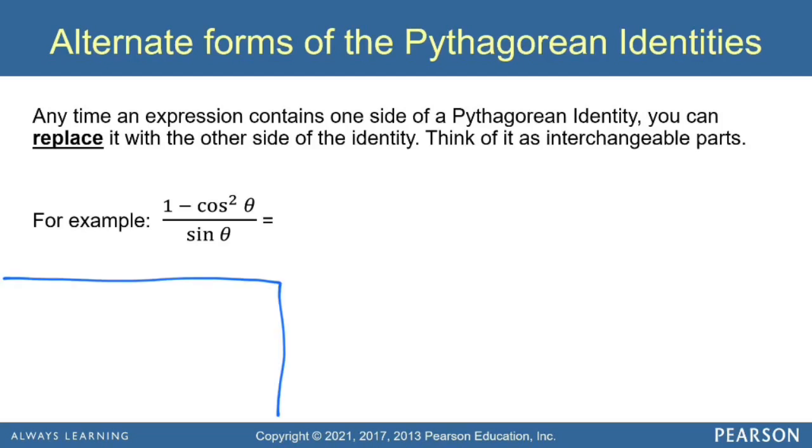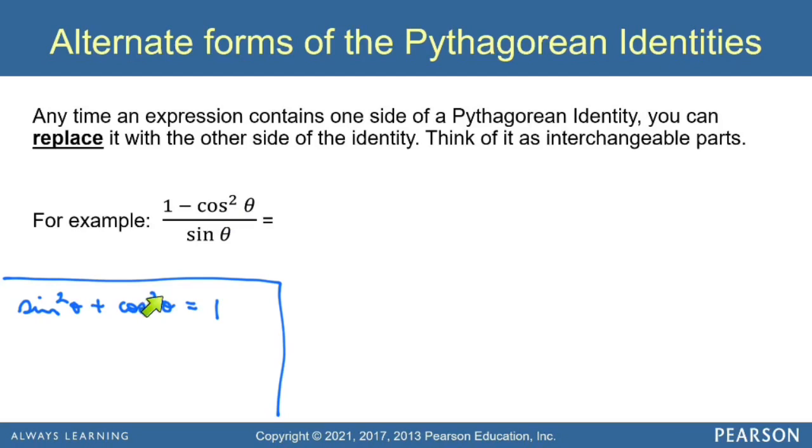One thing we can do is notice that this is a Pythagorean expression right here. Anytime you see a 1 in a squared function, it should make you think of a Pythagorean identity. And so we want to think of the identity that involves cosine squared theta, and that was this one: sine squared theta plus cosine squared theta equals 1. You want to ask yourself, can I rearrange the terms in my identity so that one of the sides looks like what I see in my problem?